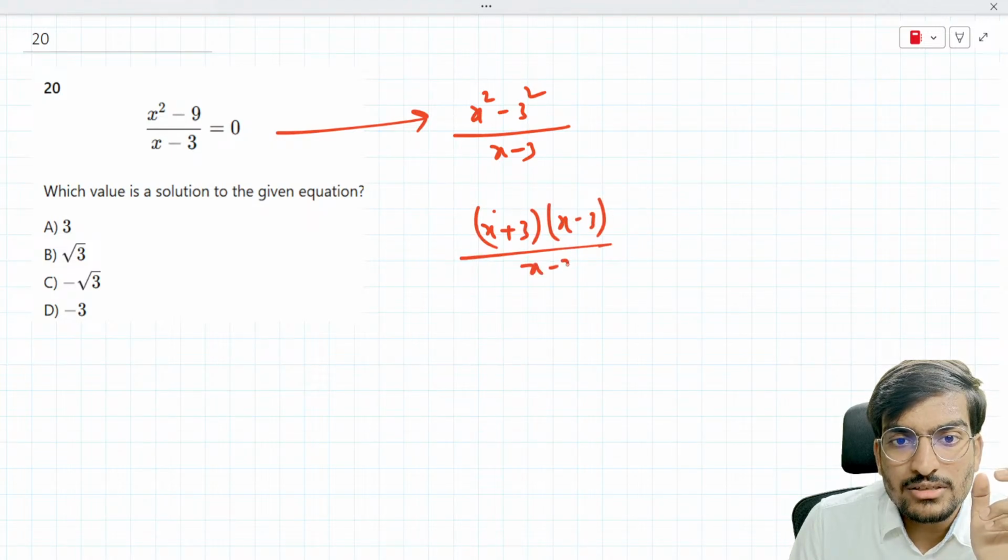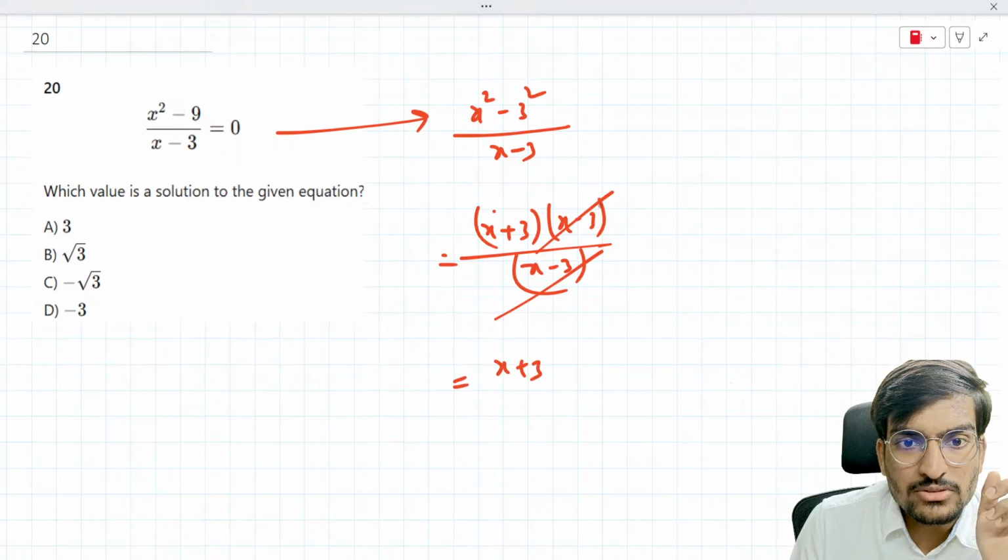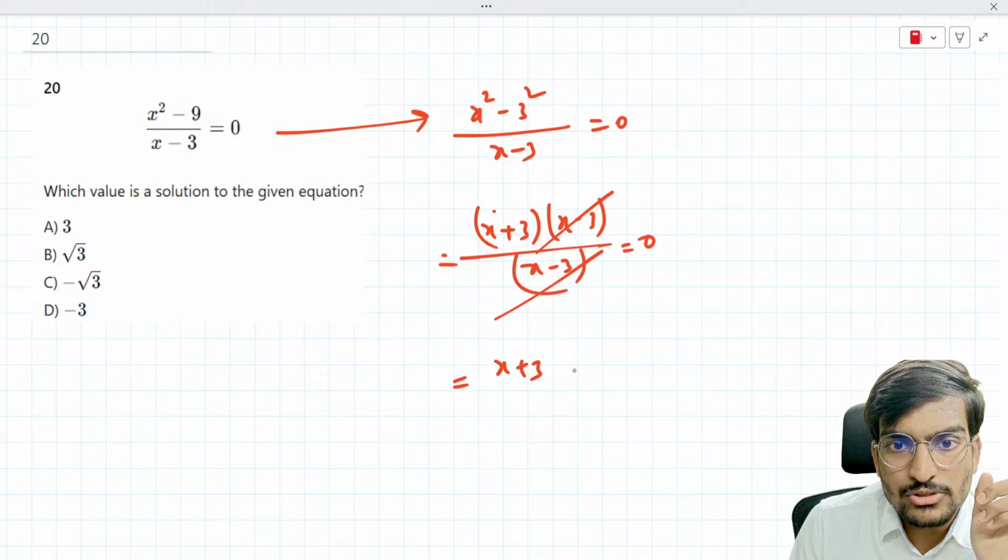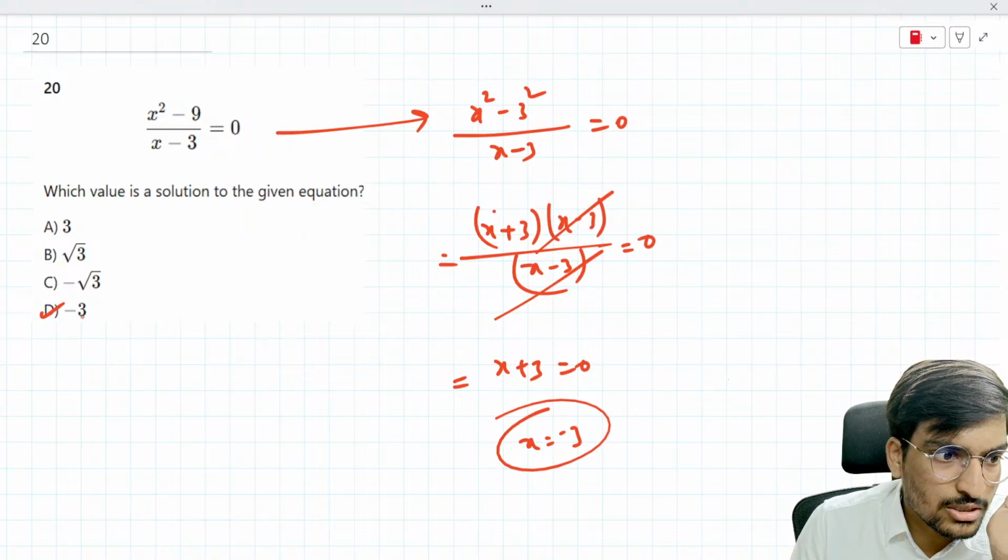So that is the reason we can cross out the numerator and denominator. We end up with x plus 3. They also mentioned this equals 0. When you equate this, x equals negative 3, which is option D.